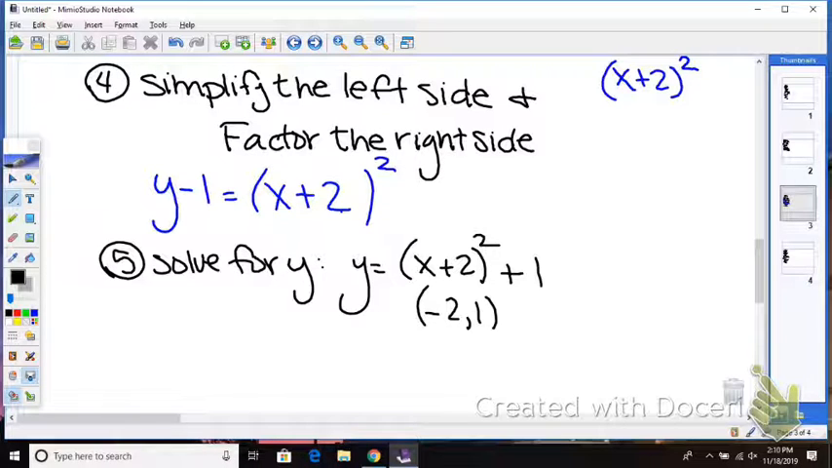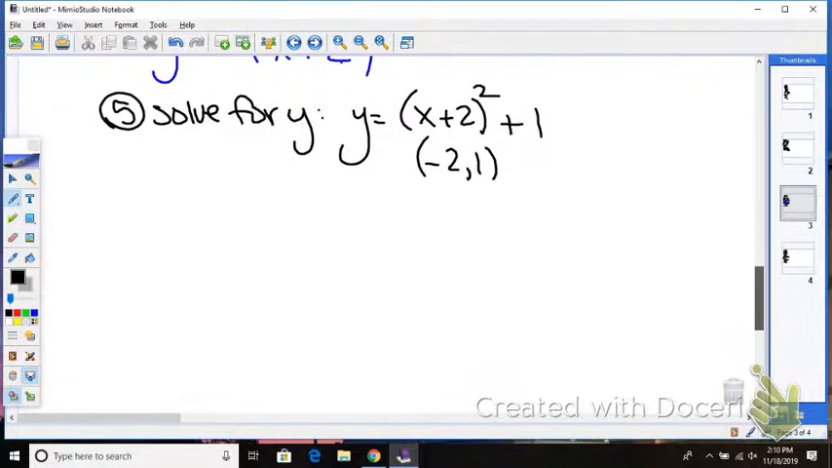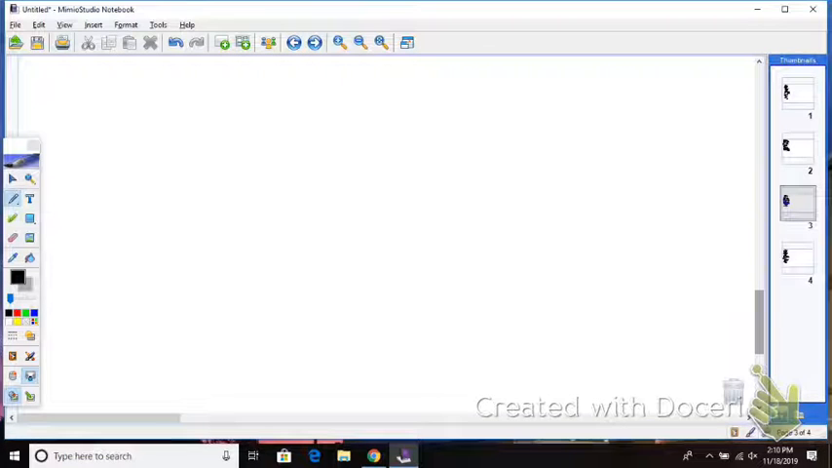Because sometimes that -b over 2a turns out to be fractions, and then plugging a fraction back in is more difficult than doing it this way. But I agree, everybody thinks differently. Okay, let's do one where the a term is not 1, just for fun. I'll still make it easy. So y equals 2x squared plus 8x plus 7.